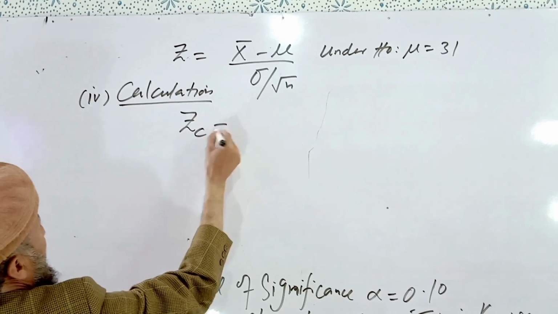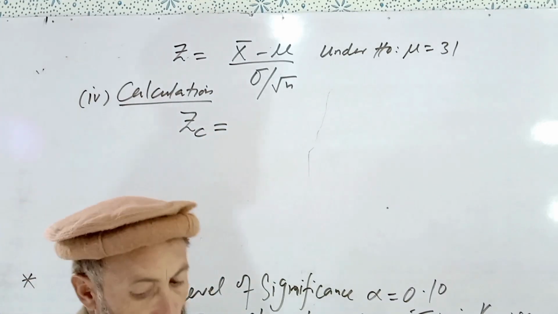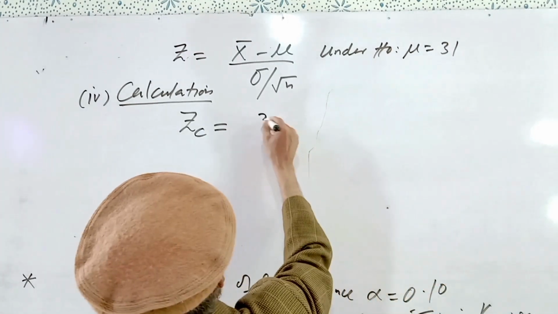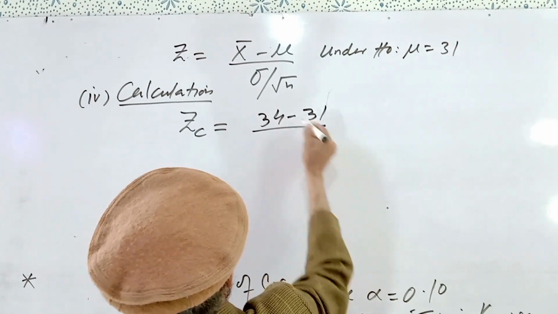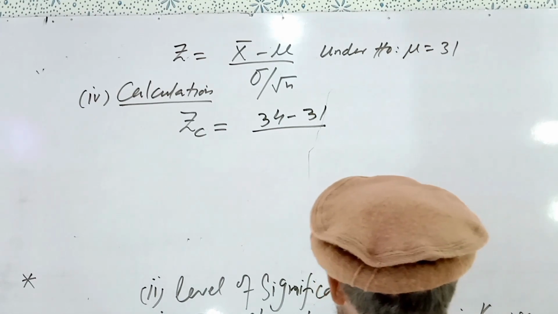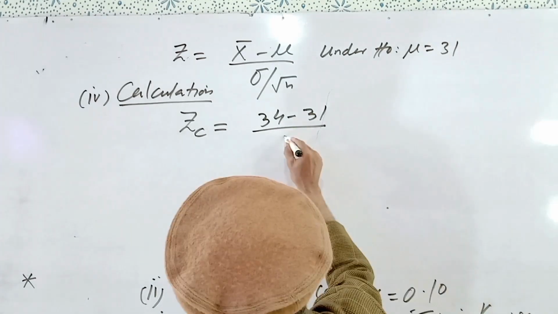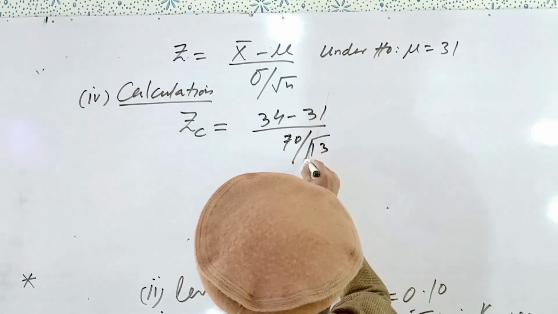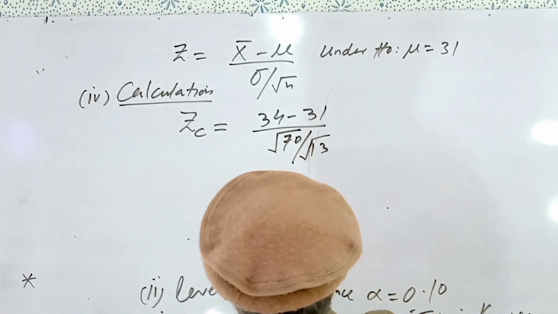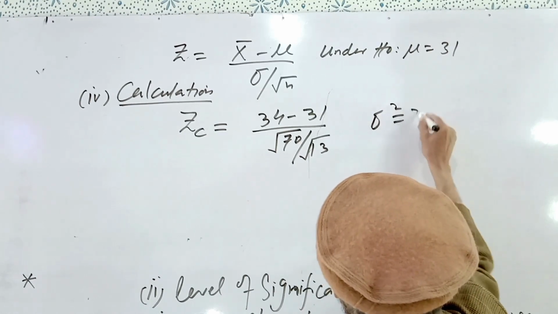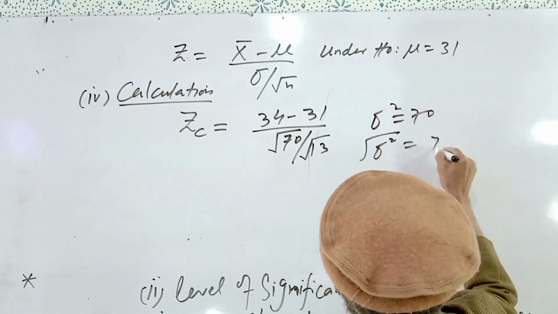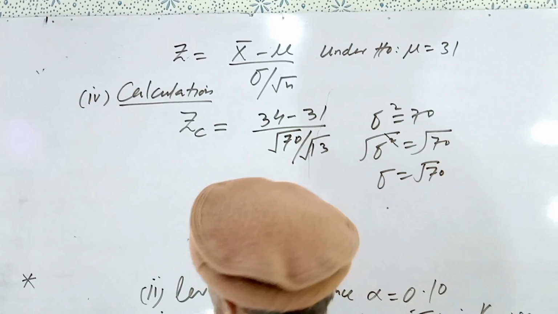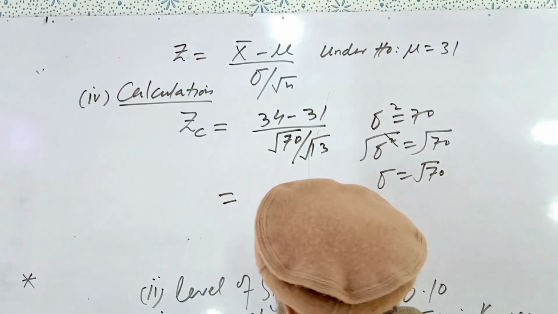Calculation. ZC is equal to x bar minus mu over sigma over root n. X bar is already given, x bar is 34. So 34 minus 31 divided by sigma over root n, where n is 13. Sigma squared is 70, and we take the square root on both sides, so sigma is the square root of 70. If we calculate this with a calculator, we get 1.29.